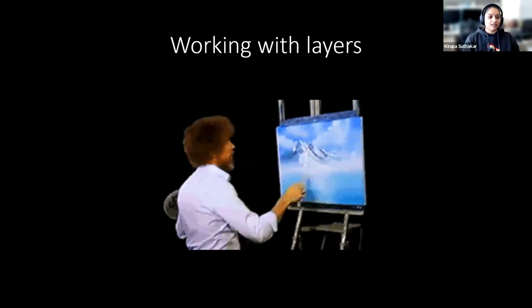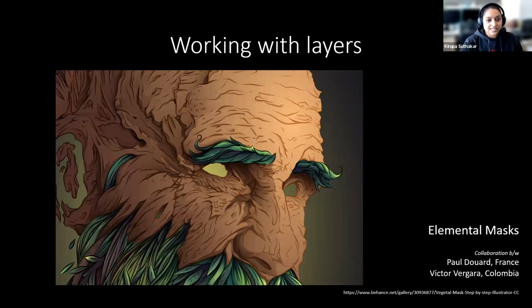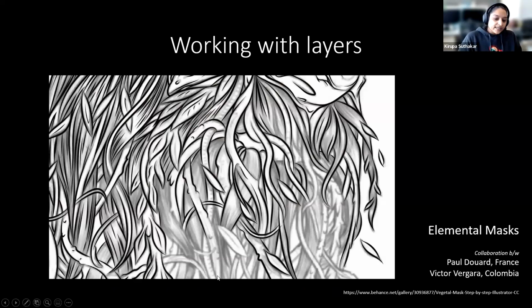That's basically the same thing that happens in graphic art. And to demonstrate this, I'm going to use an example of a collaboration between Paul Duard and Victor Vergara. It's called Elemental Masks, and this is a blog post which demonstrates how the artist was able to build such a beautiful and complex image in Illustrator. So they start with a drawing in Photoshop. And so that's the transparent background here. You can see how that background is rasterized, meaning we can see the pixelation points on, for example, down here.